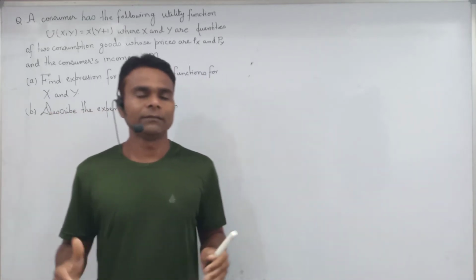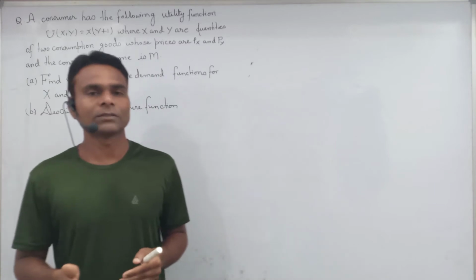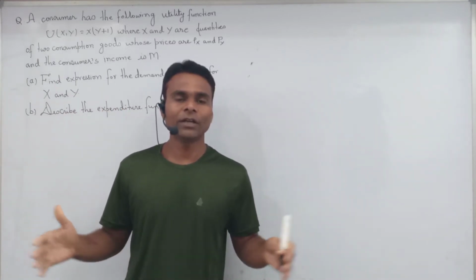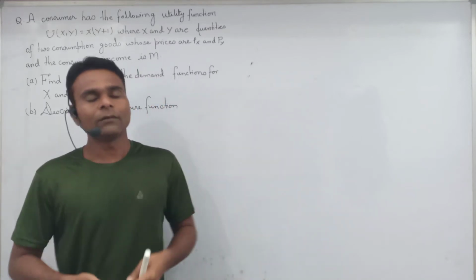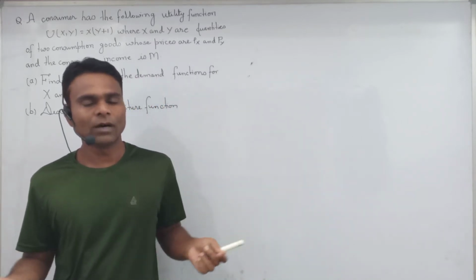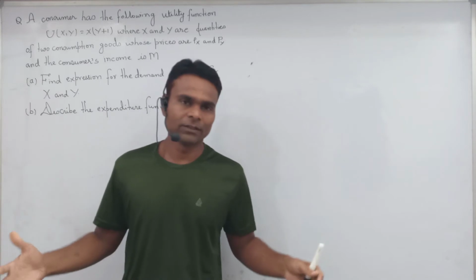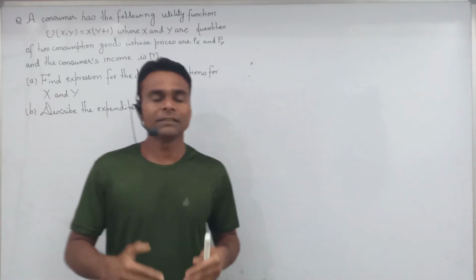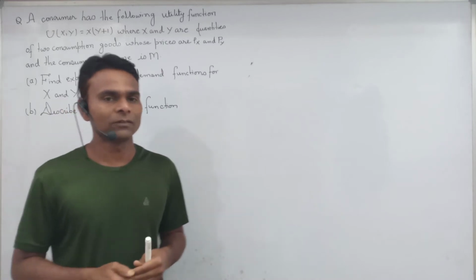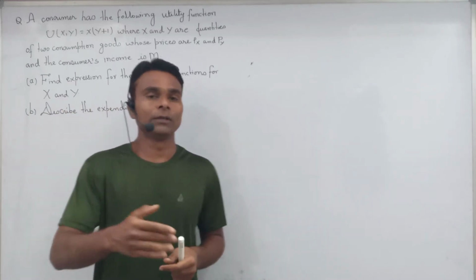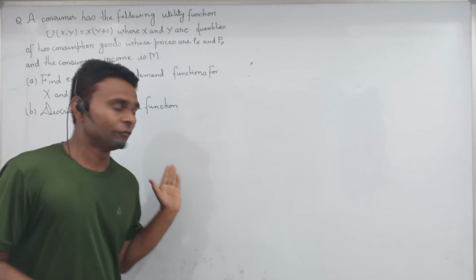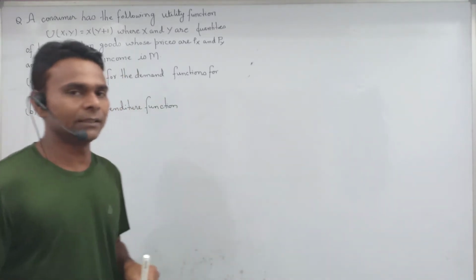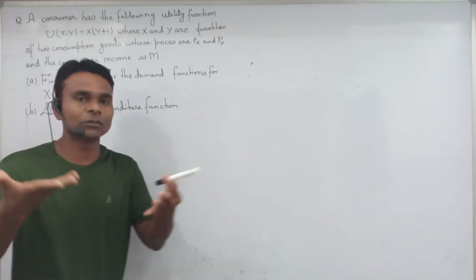Given the prices of goods x and y and the consumer income, we have to derive the demand function for goods x and y and describe the expenditure function. But it is not instructed in this question which demand function is to be found. Either we can get the Marshallian or the Hicksian demand function. It completely depends upon our choice.